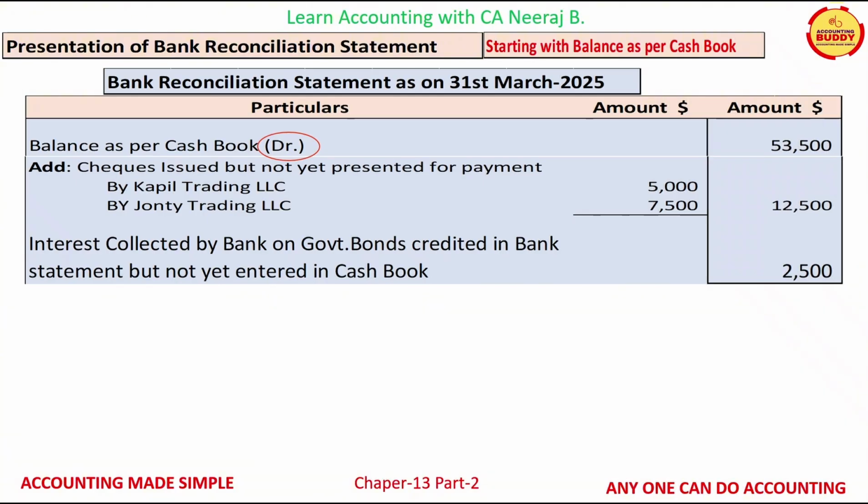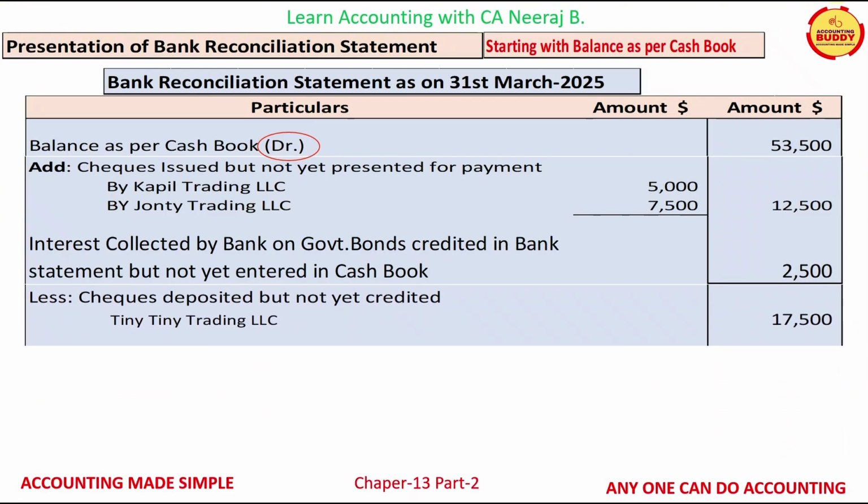As a second step, consider all the unmatched transactions which will be deducted from the cash book balance. Always remember, when we are starting with the cash book debit balance, transactions which are only recorded in the cash book and have resulted into increase in the cash book balance will be deducted from the cash book balance. Checks deposited but not yet credited fall under this category. Therefore, $17,500 will be deducted from the cash book balance.